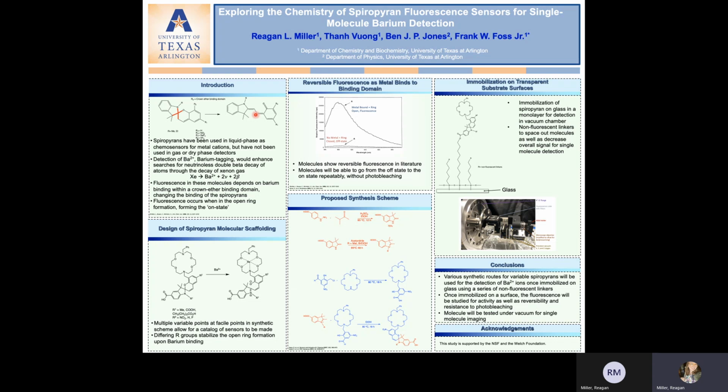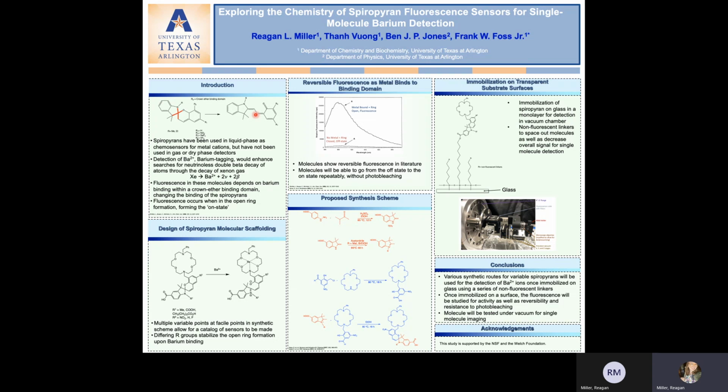So spiropyrans have been used in liquid phase as chemosensors for metal cations, but have not been used in gas or dry phase detectors, which is what our group is aiming to make our sensors able to do. The reason we are looking specifically for barium 2+, or as we call it in the group, barium tagging, is to enhance searches for neutrinoless double beta decay of atoms, the decay of xenon gas. And so the traditional way of viewing this is xenon decaying to barium 2+, as well as 2 nus and 2 betas.